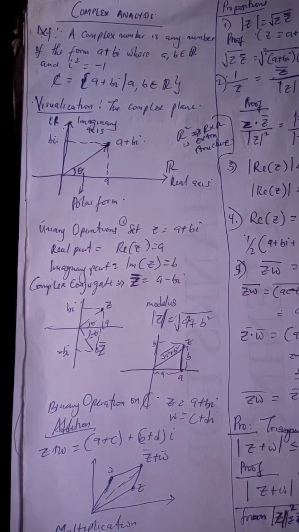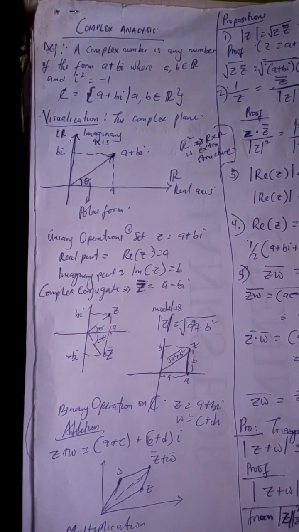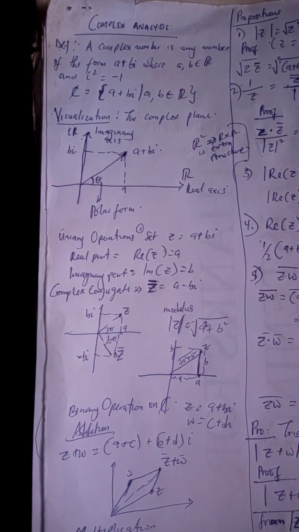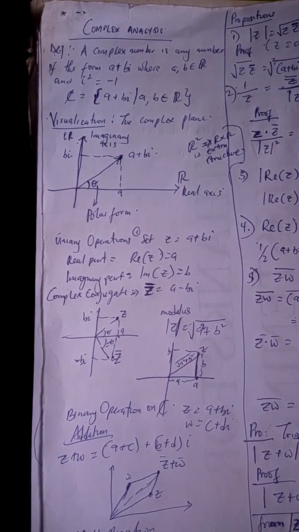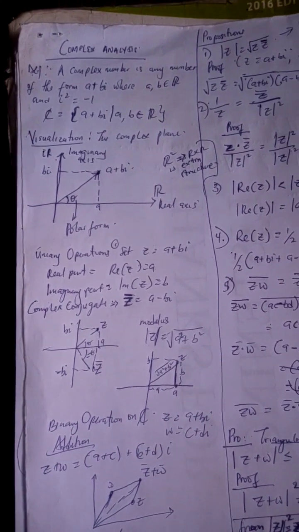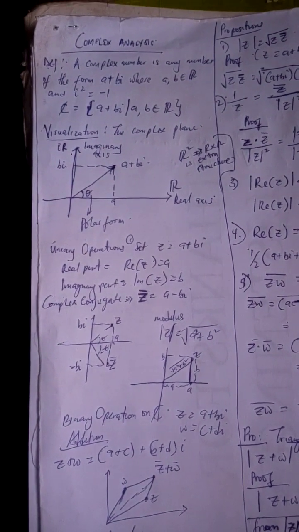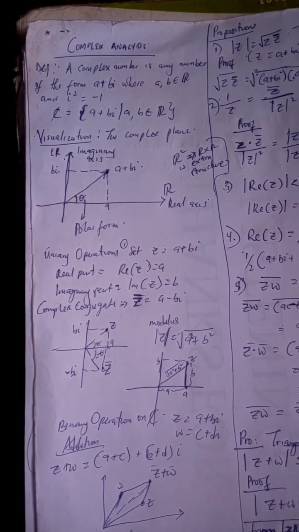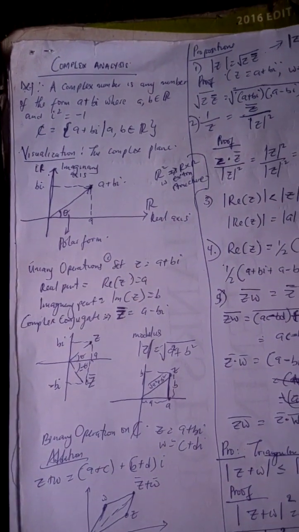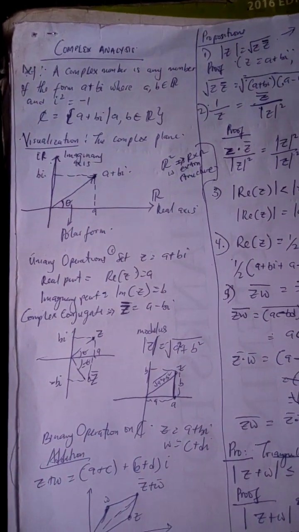So for the unary operations, let's look at a set Z. We said Z belongs to the complex set of numbers. So when it belongs to the complex set of numbers, you have a plus bi. The a is the real part, and the b is the imaginary part. The a is the real part because you have just a normal number, while the b, which is multiplying the i, would be the imaginary part.